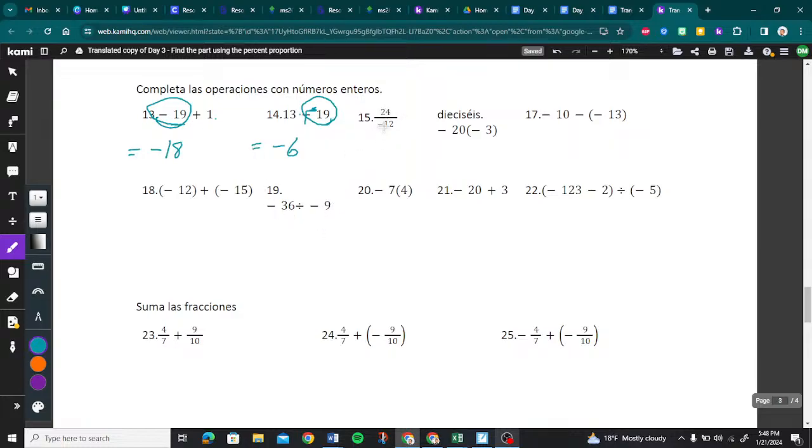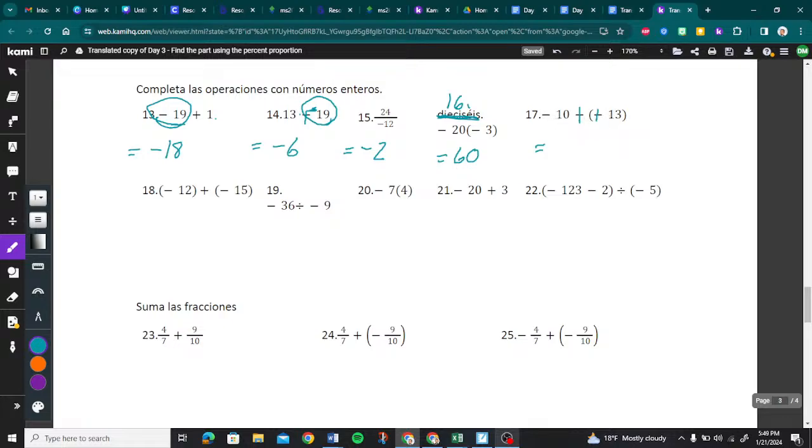24 divided by negative 12, well, 24 divided by 12 is 2. And then because these two are different signs, the answer is negative. Over here, this is just supposed to be straight up 16. So problem number 16, negative 20 times negative 3 is positive 60, because these two numbers have the same sign. In number 17, we change the minus sign to plus, and we change a negative 13 to a positive 13. These two have different signs, so we'll subtract.